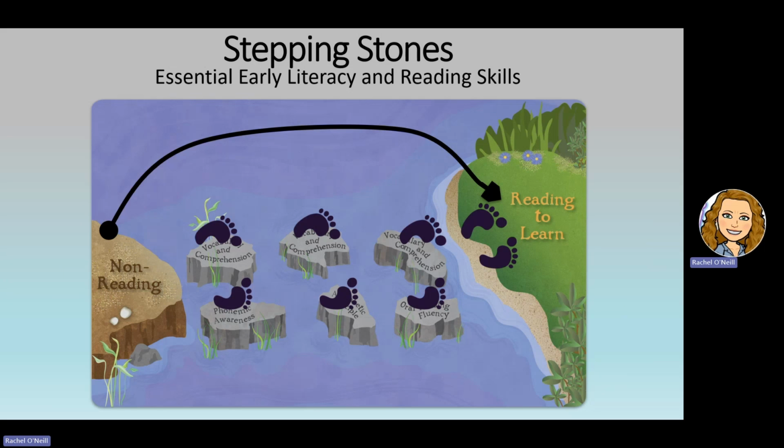Notice that you need a solid foot on both the skills leading to decoding, phonemic awareness, alphabetic principle, and oral reading fluency, and a foot on vocabulary and oral language to get to the land of reading to learn. This is the sequence of skills that Acadience reading measures.